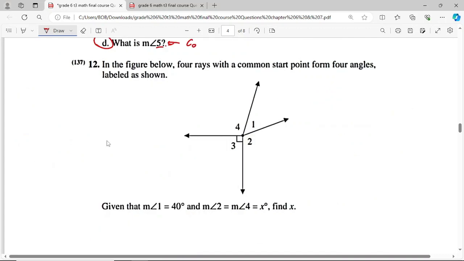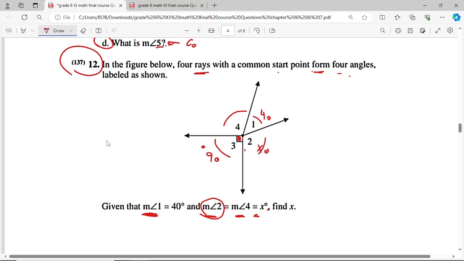Okay, question number 12. In the figure below, four rays with a common start point form four angles. I have angle 1, angle 2, angle 3, and angle 4. Angle 3 is a right angle, so this angle is 90 degrees. Now, given that the measurement of angle 1 is 40, and the measurement of angle 2 equals the measurement of angle 4, equal to x. Find x. So this is x and this is x.